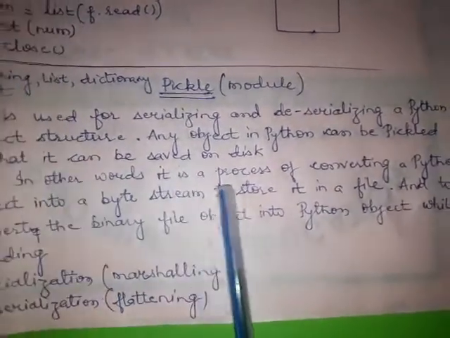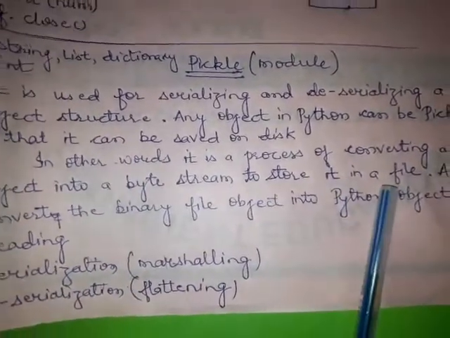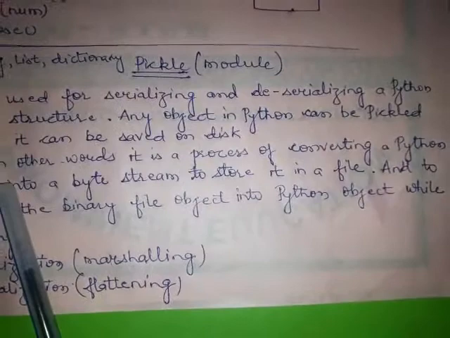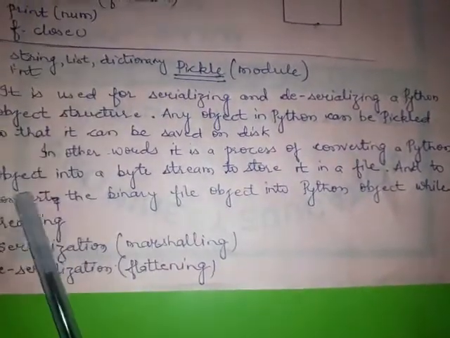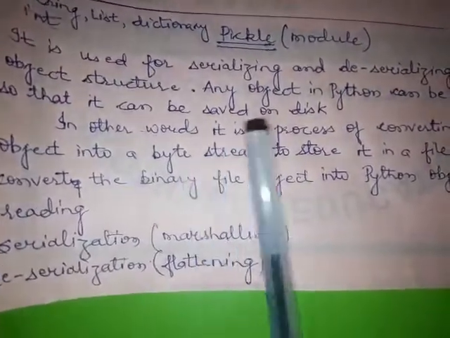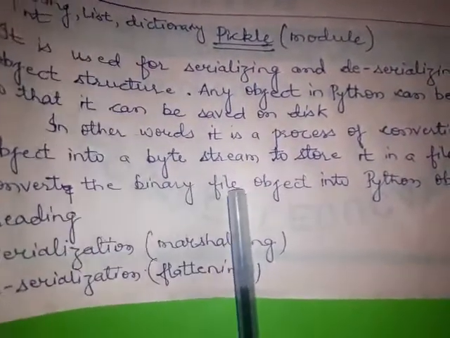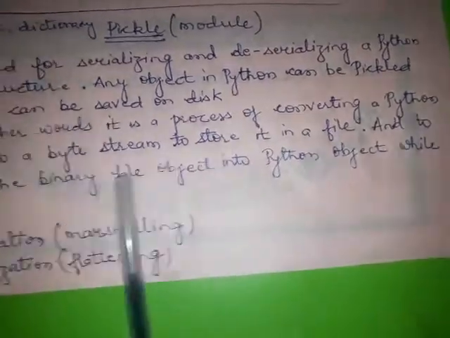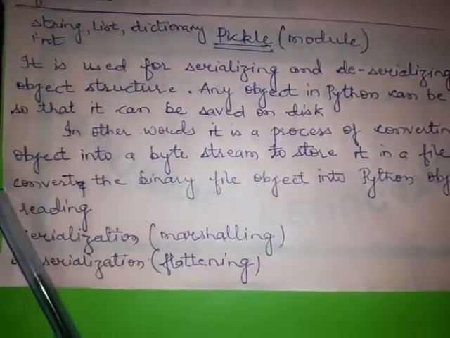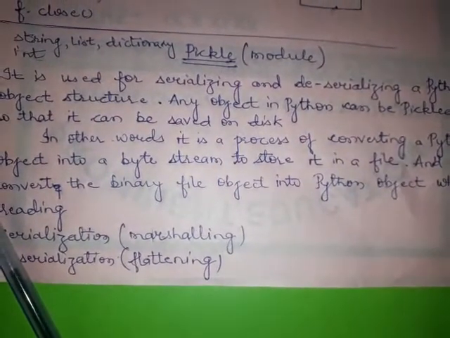In other words, it is a process of converting a Python object into a byte stream to store in a file. Serializing means to store a Python object by converting it into a byte stream. It will first convert it into a byte stream, then it will be stored in a file. Deserializing means that if you want to read a binary file, it will convert the binary file object into a Python object, and then it will read it for us.